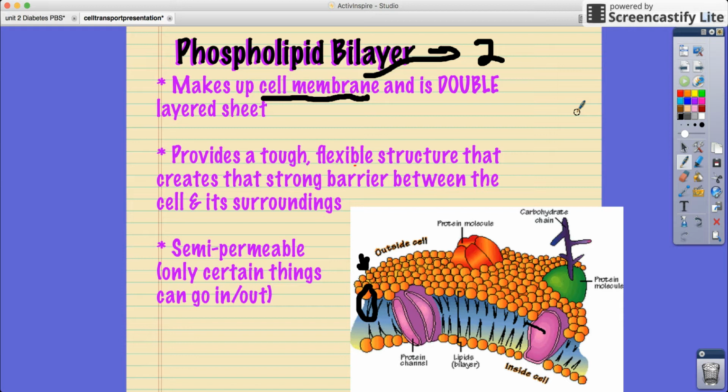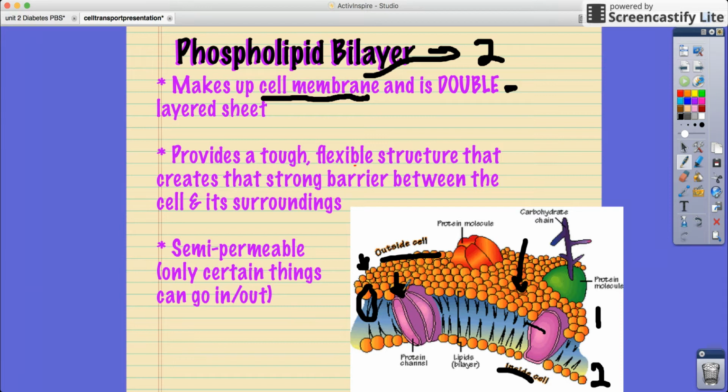The membrane by itself, as I said, is 2 layers. That's considered to be a double layered sheet. So there's a layer and here's a layer. It is a tough, flexible structure that's going to create that barrier. So here's outside the cell, here's inside of the cell. Things don't just easily go through this. Small molecules can, and that's what we'll be talking about in this unit, but our larger molecules are not going to be able to just diffuse across the cell membrane. They're going to have to go through these channels, and that is one of the major concepts that we're going to talk about in this unit.